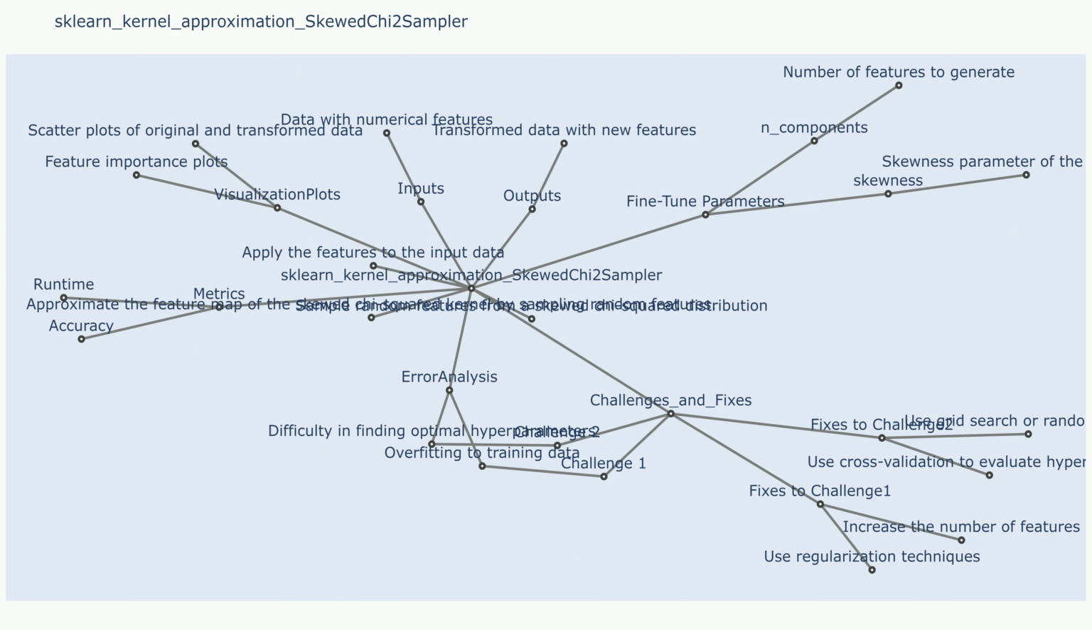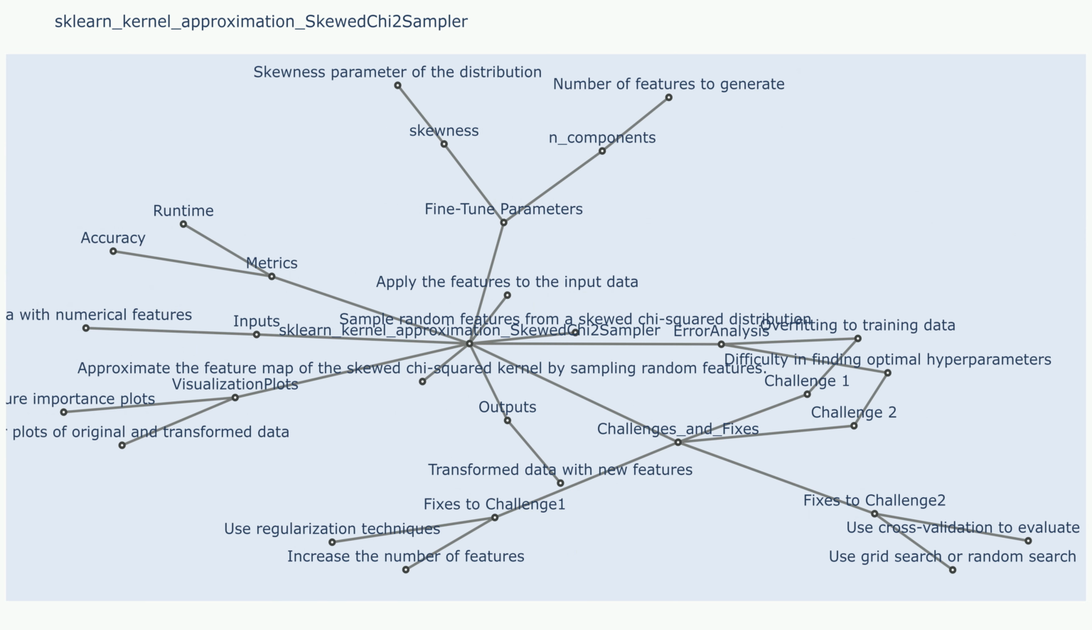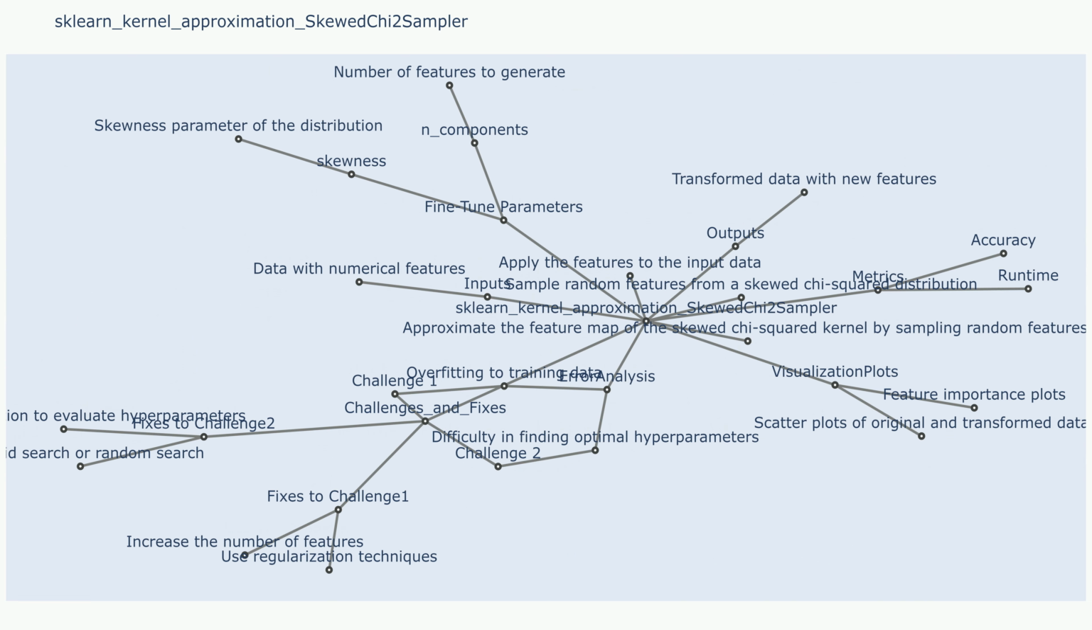Challenges and fixes. Challenge 1. Overfitting. If N components is too high, the model might overfit to the training data, leading to poor performance on unseen data. Sample use case that resulted in challenge 1: using a high N components value for a dataset with a small number of training samples might lead to overfitting.